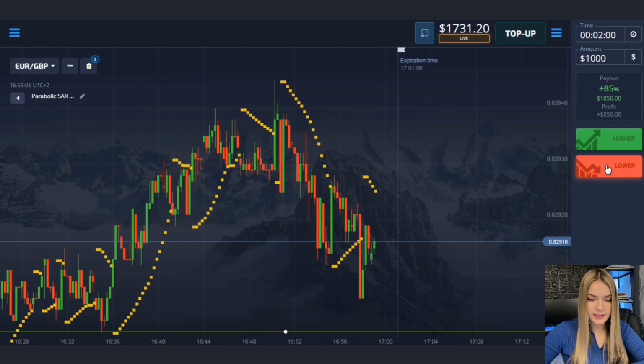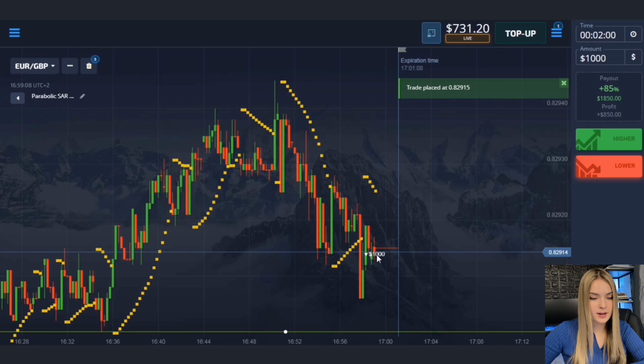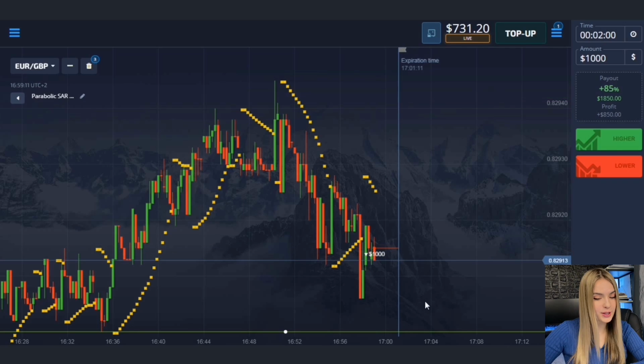The price moves quite impulsively. I think that in this situation this time will be quite enough. So guys, let's wait for the end of our deal.